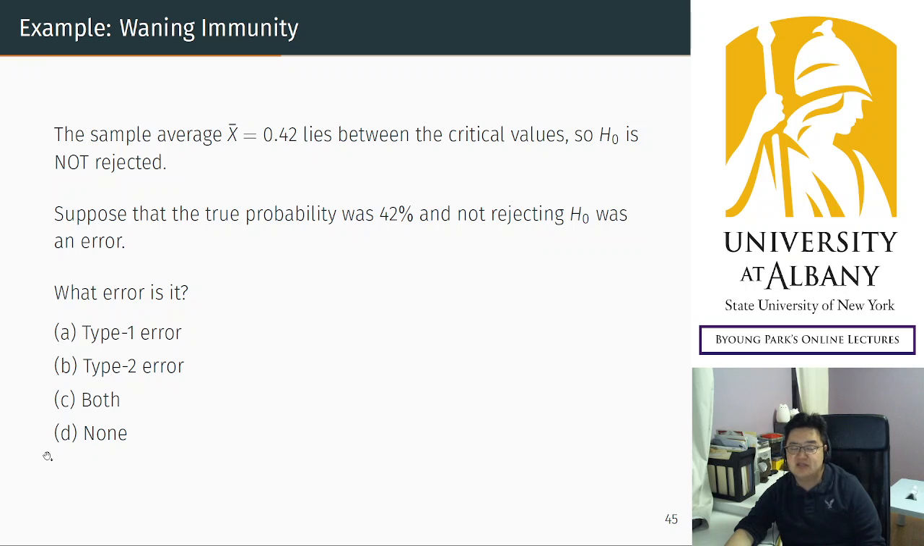The answer is type 2 error, because I said type 1 error happens when you reject, and type 2 error happens when you do not reject. So in this case, you did not reject the null hypothesis. Therefore, if it was an error, it should be a type 2 error. It cannot be a type 1 error.